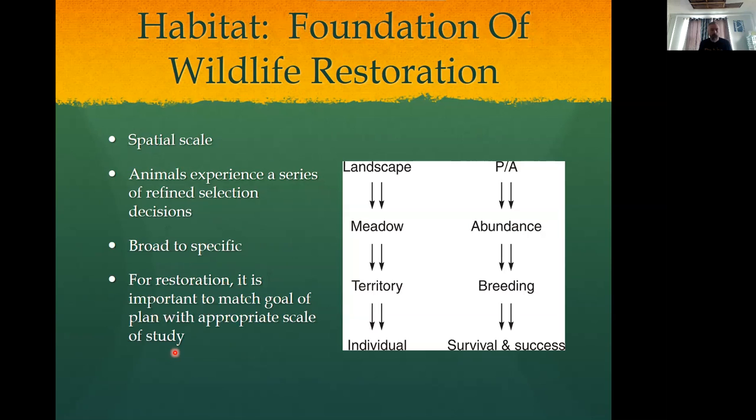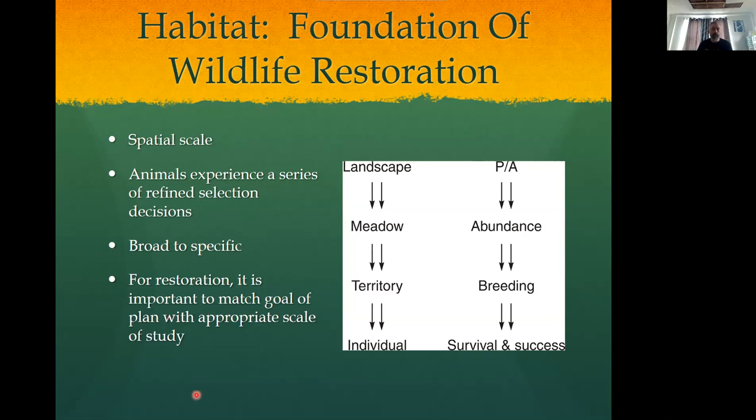Obviously, one of the things that we need to think about here in terms of trying to restore things is what is the habitat, right? What is the habitat we're measuring? What is the habitat in terms of the greater spatial scale of the animals experiencing it?